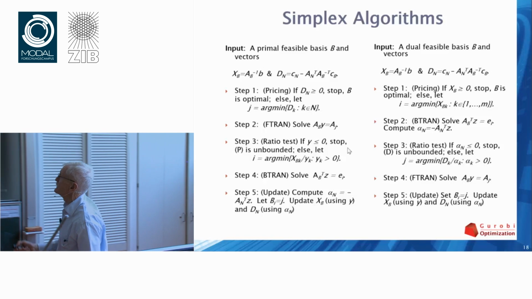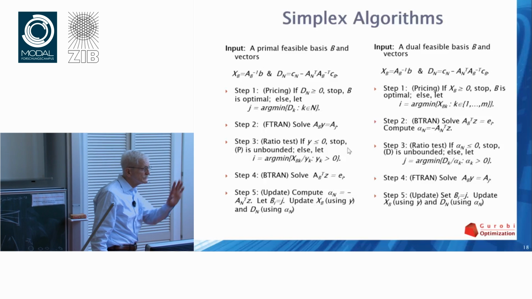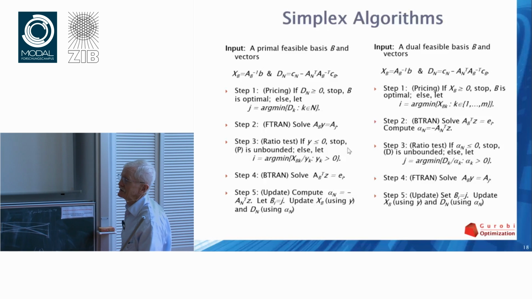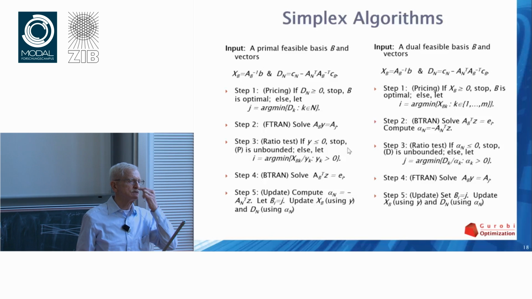The F-tran and the B-tran are the same. And the ratio test is a ratio test in each case. But they're different ratio tests. If you just compare these algorithms as written there, the amount of work per iteration is virtually identical.